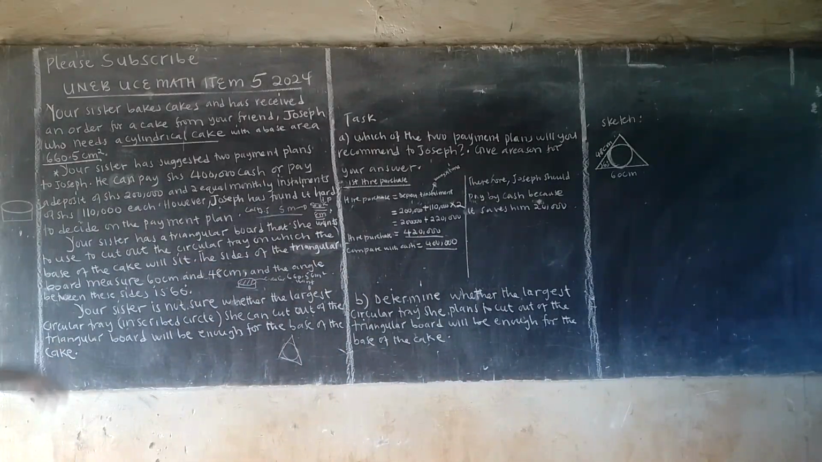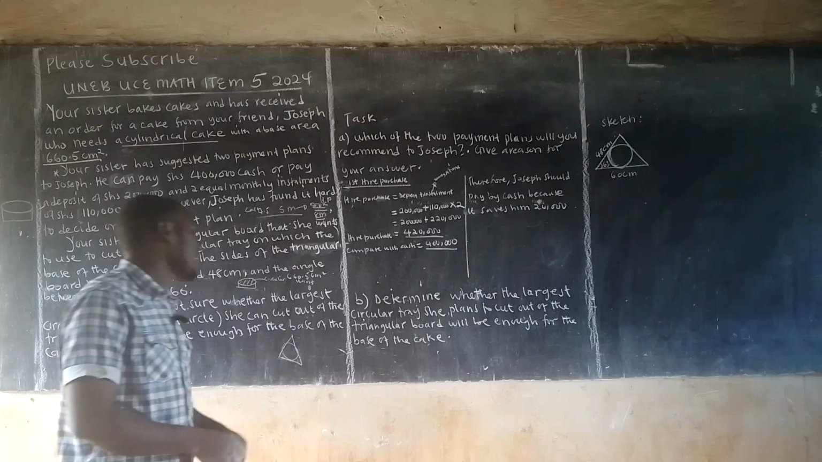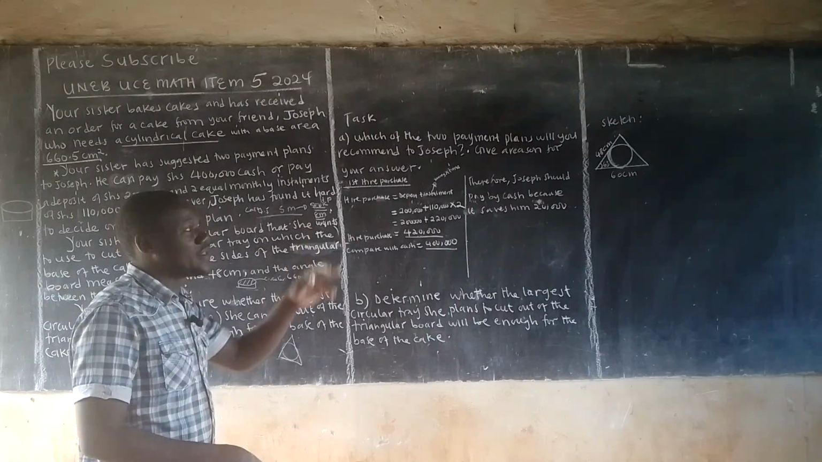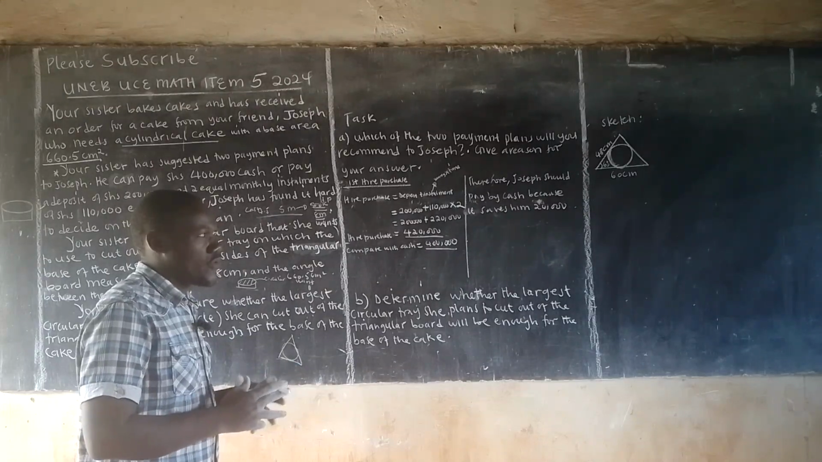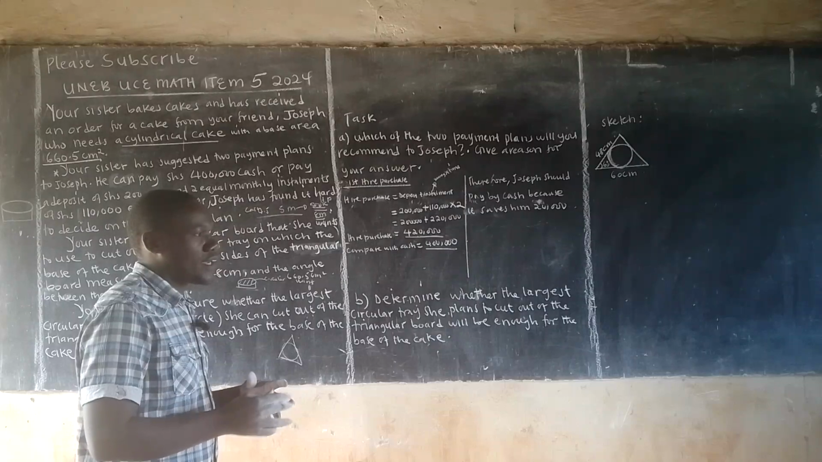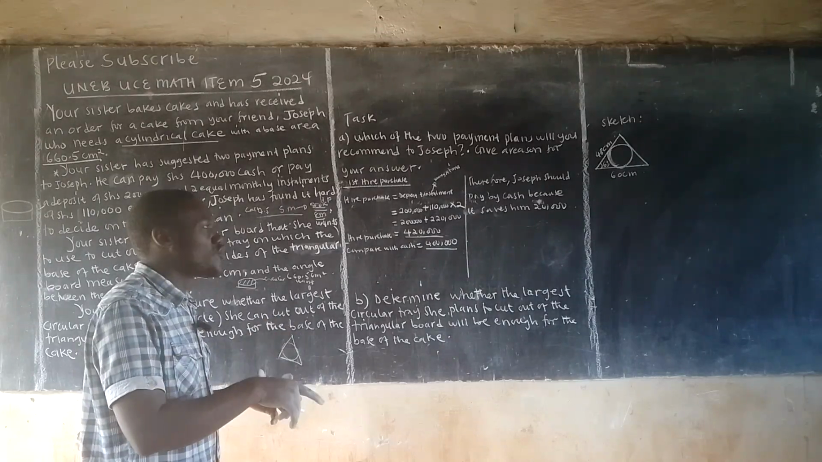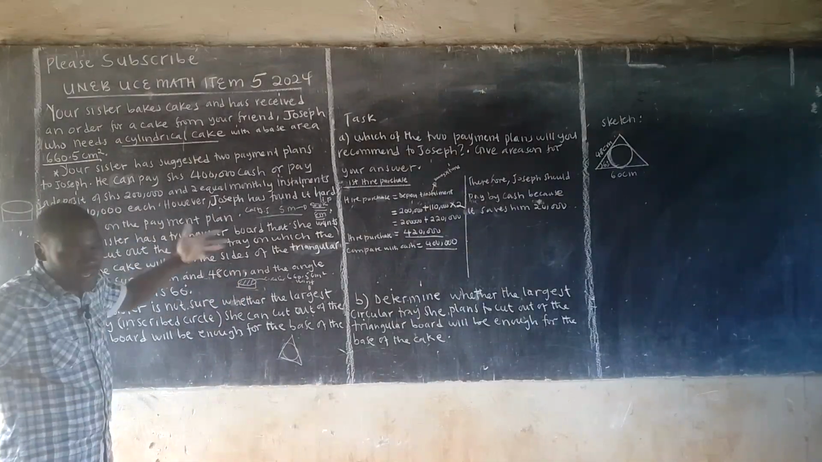Next, your sister is not sure whether the largest circular tray, the inscribed circle she can cut out of the triangular board, will be enough. Let's determine whether the largest circular tray will be enough for the cake. Now you have a sketch, so you must draw the accurate drawing, so that you can calculate the area of the circle inside it. Then you compare with the original area which they want. Will it be enough?